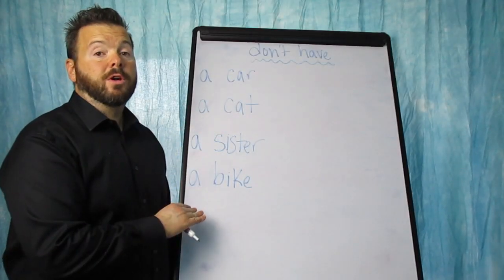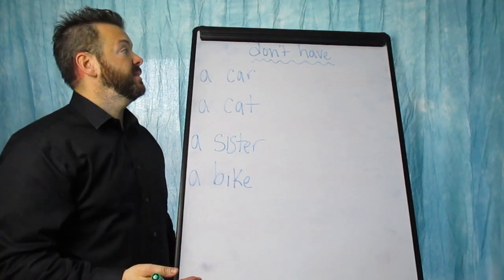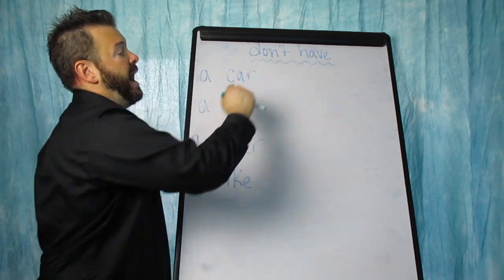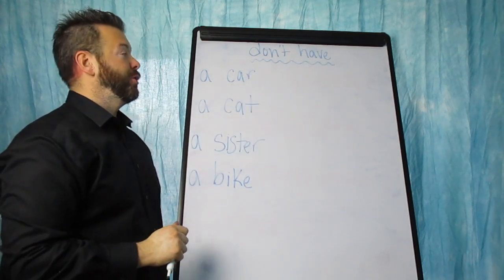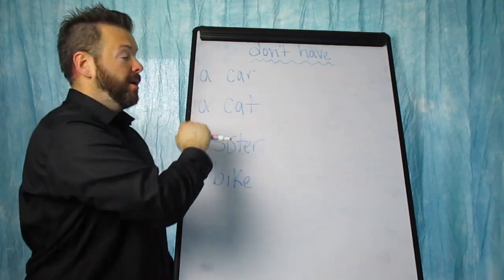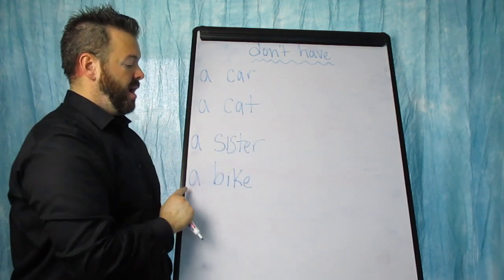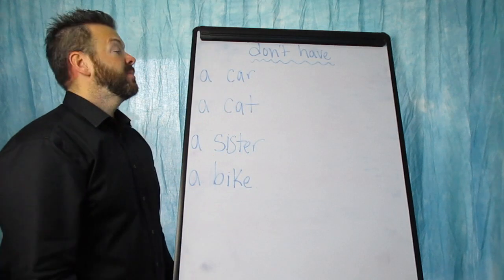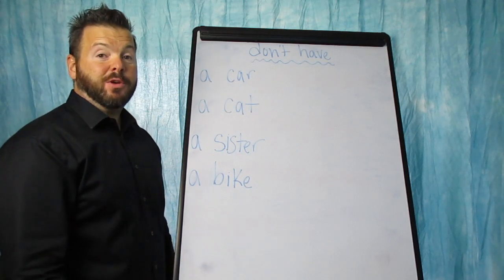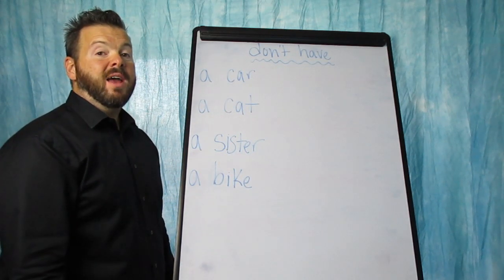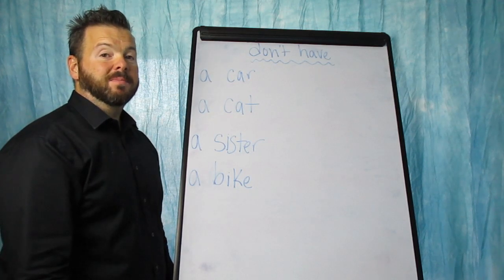Using these words, we're going to make sentences using don't have. Let me read everything for you first. A car, a cat, a sister, a bike. Pause the video here, write everything down, and see you in a moment.